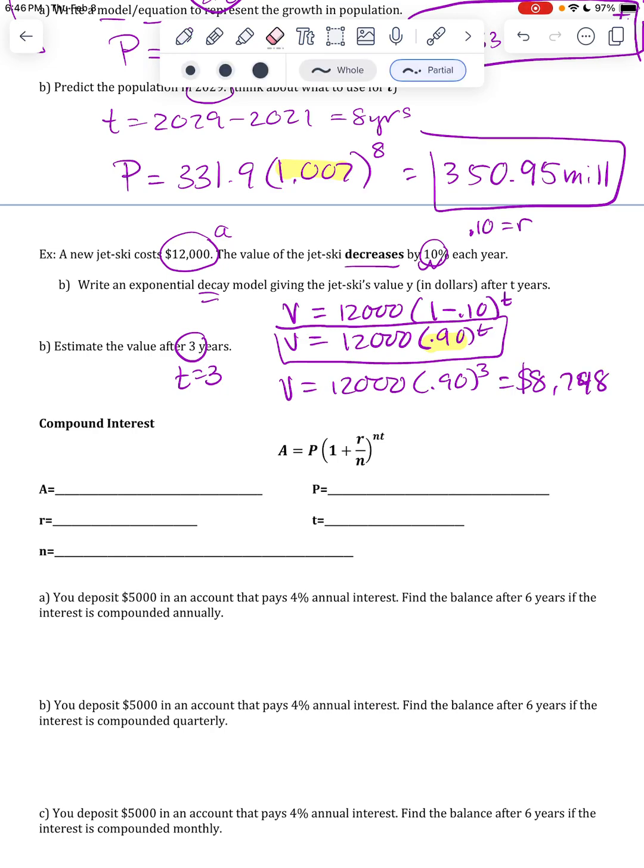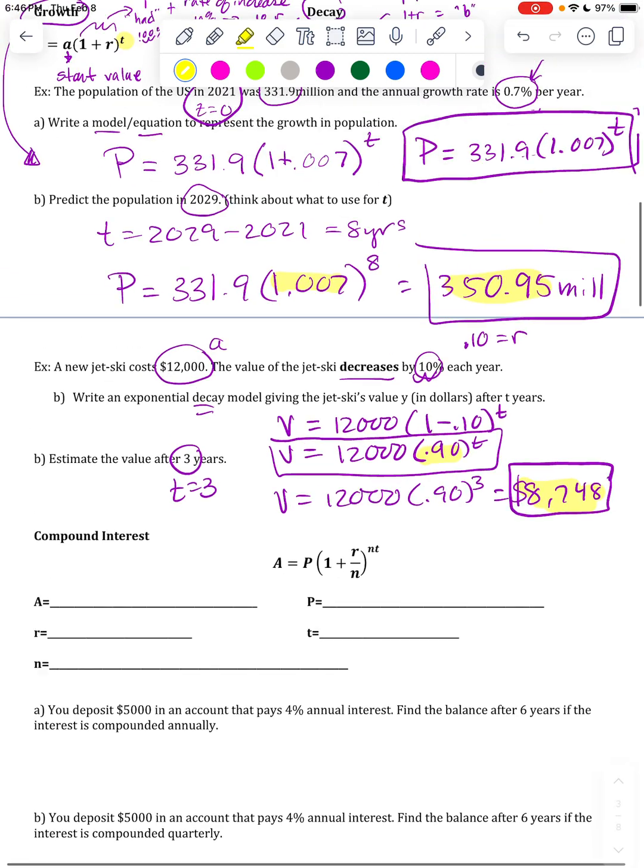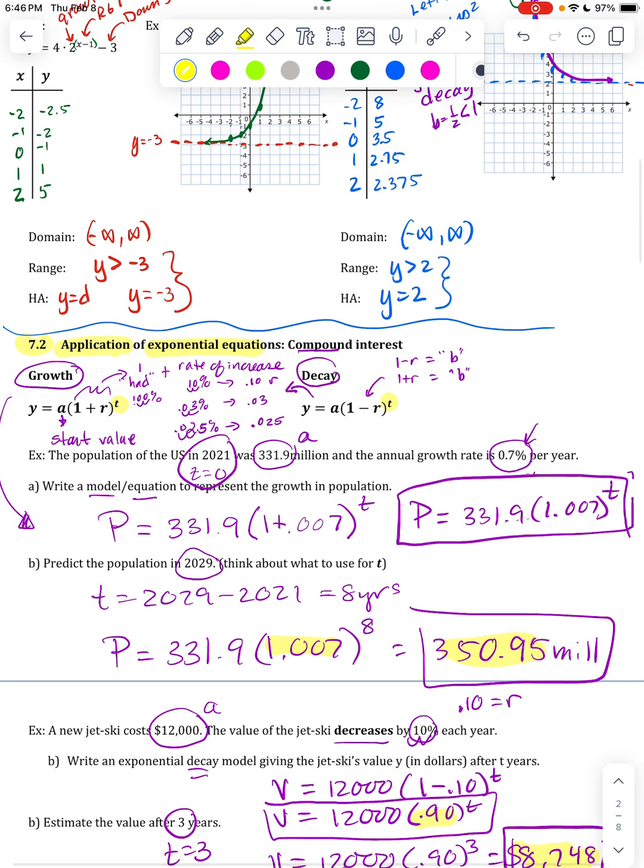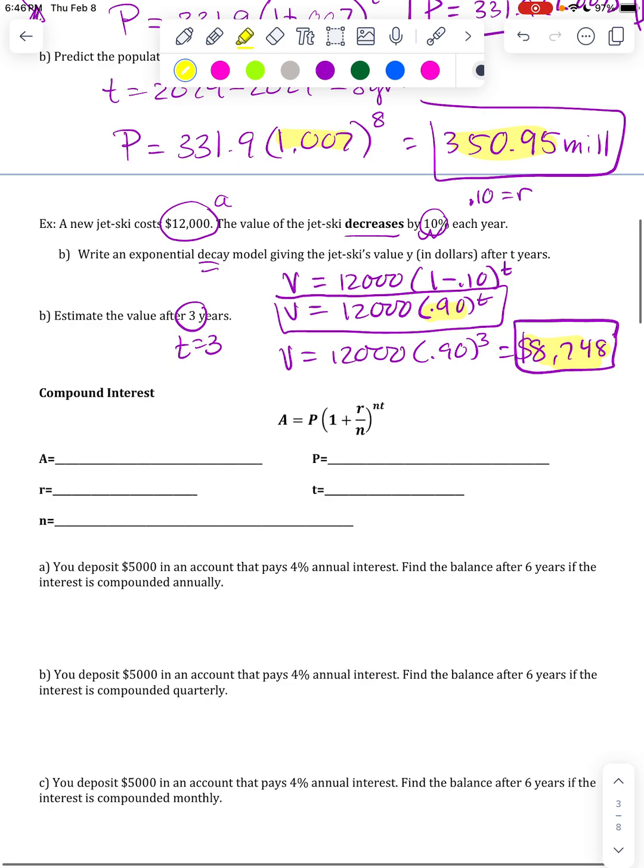And then think about whether your answer makes any sense, because this is decreasing in value. So does it make sense that it started at 12,000 and is now down to 8,000, whereas here my population grew to be bigger than it used to be? So you want to kind of look at your answer and see if it makes sense. So those two equations that we just talked about right here and here, that's for growth and decay when it doesn't say the word compound.